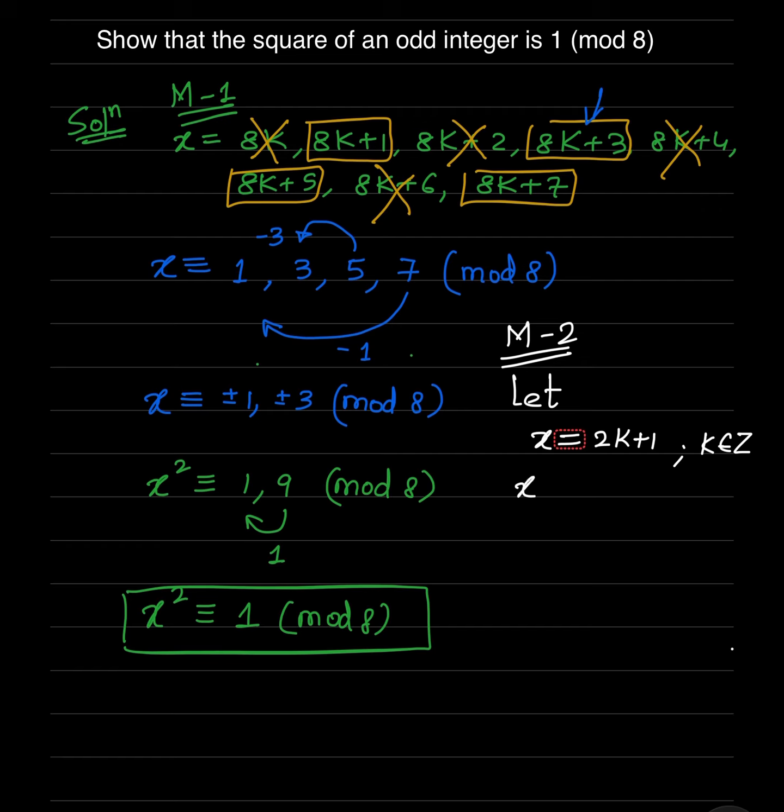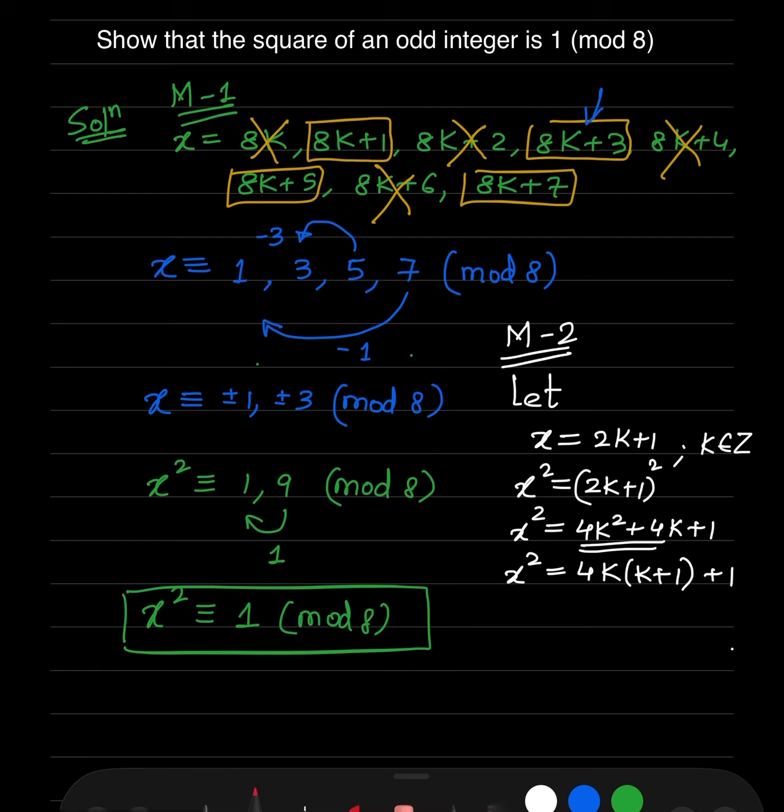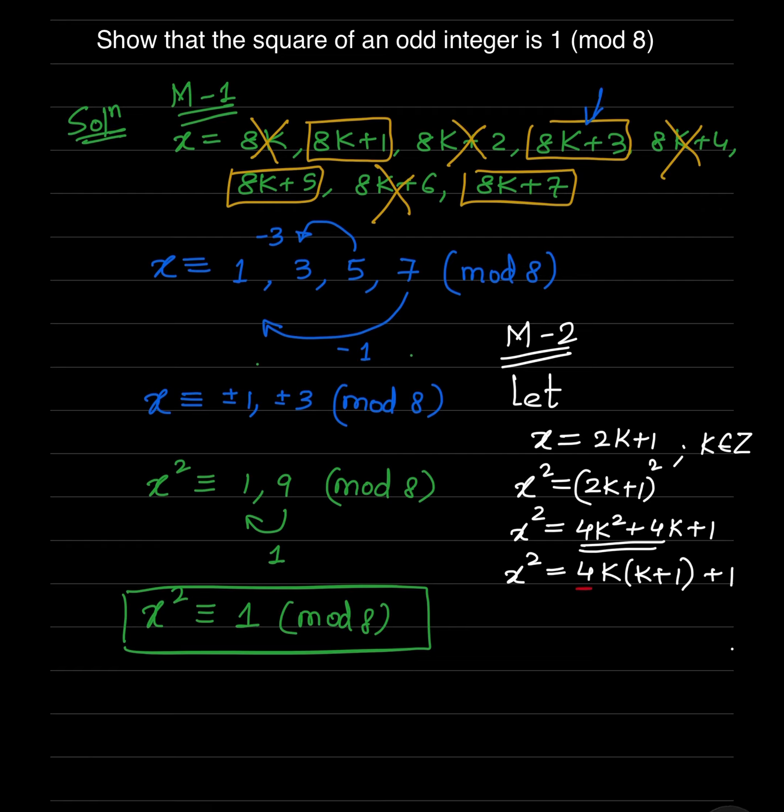Now if I square this, what do I get? I get 2k plus 1 the whole square. So x square comes out to be 4k square plus 4k plus 1. So x square is equal to, if I take 4k common from the first two terms, 4k into k plus 1, plus 1. Now if you closely observe, this is 4, that is fine. This is k and this is k plus 1.